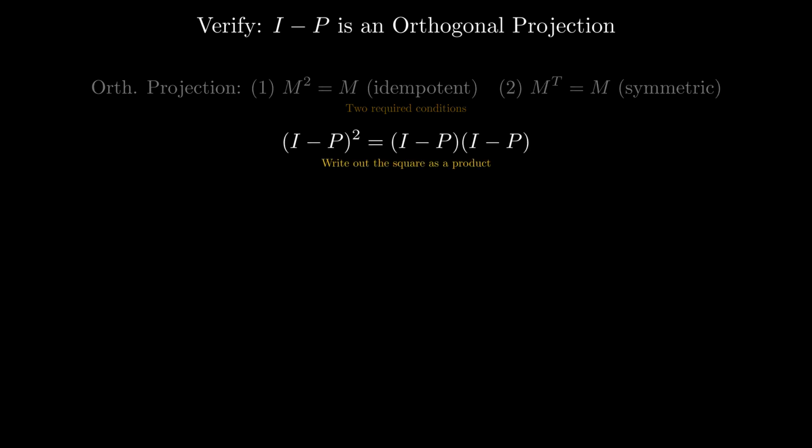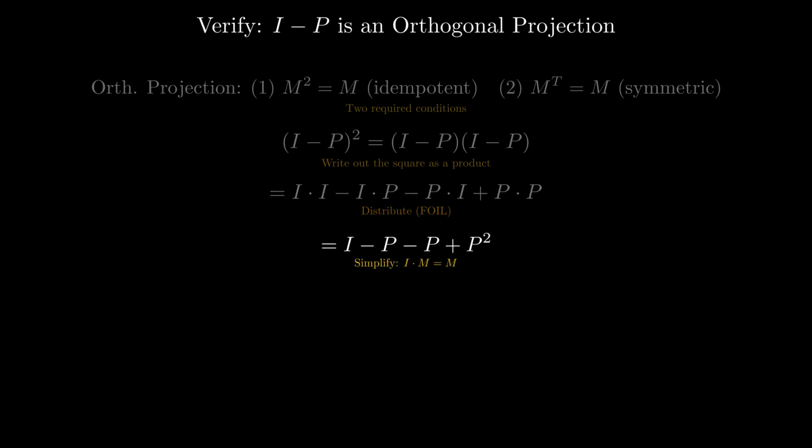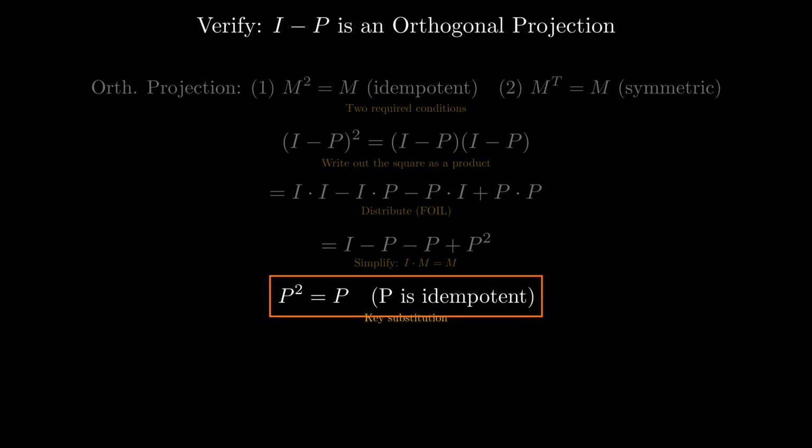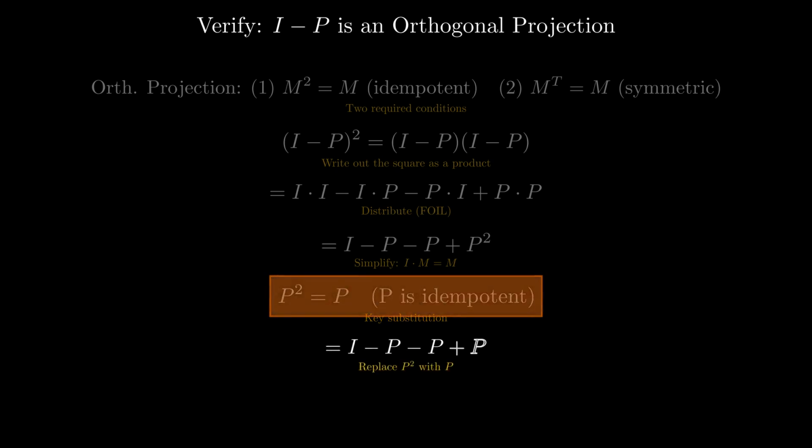We need to expand I minus P quantity squared. Write it as I minus P times I minus P. Now distribute: I times I minus I times P minus P times I plus P times P. That simplifies to I minus P plus P squared. Now here is the key fact. P is idempotent, so P squared equals P. Substitute P in place of P squared.